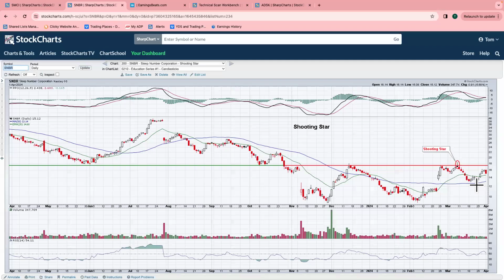Now, again, you might be holding Sleep Number because you think it's a great stock, and you might want to hold it for years and years. And if that's the case, then maybe you don't care about what just happened at resistance. But if you're a short-term trader, that is the difference between pocketing a profit and having cash available to move into another trade, or holding on to it and losing any profit that you had, and meanwhile foregoing the chance to buy another stock.